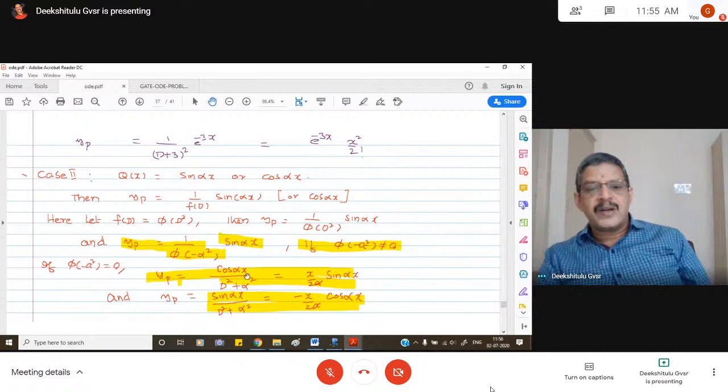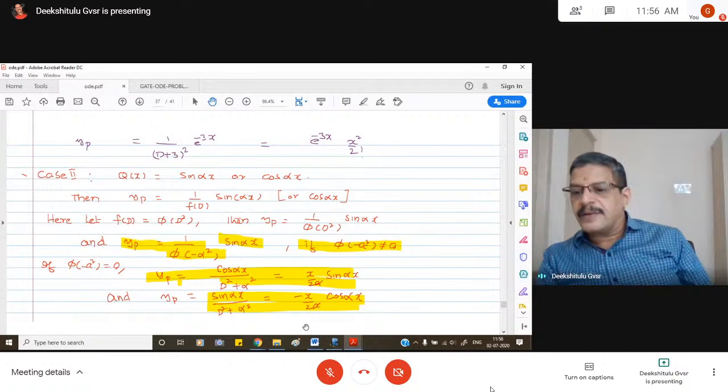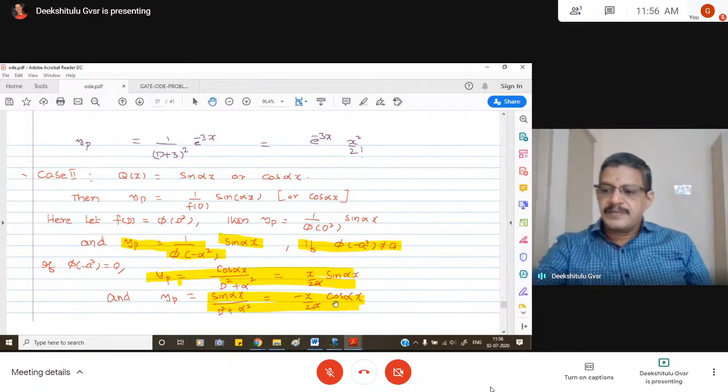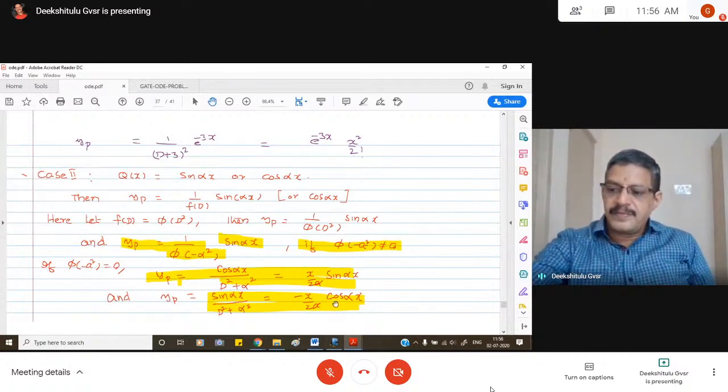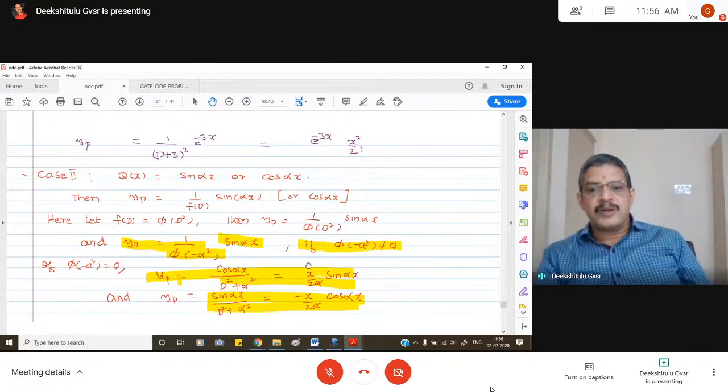If phi of minus alpha square is 0, then yp is cos alpha x by D square plus alpha square, which equals x by 2 alpha sin alpha x. If it is sin alpha x by D square plus alpha square, this is minus x by 2 alpha cos alpha x. So we have two formulas: x by 2 alpha sin alpha x for cos alpha x, and minus x by 2 alpha cos alpha x for sin alpha x.